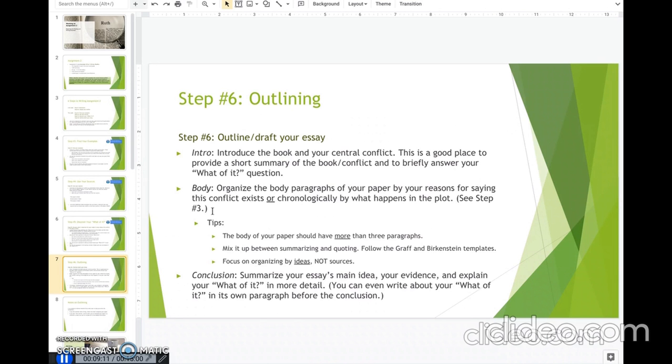All right, your body paragraph should have at least 3 paragraphs, possibly even more to reach 3 to 4 pages. And you should organize these body paragraphs of your paper by your reasons for saying this conflict exists, or chronologically by what happens in the plot, depending what your conflict is and how you want to approach it.